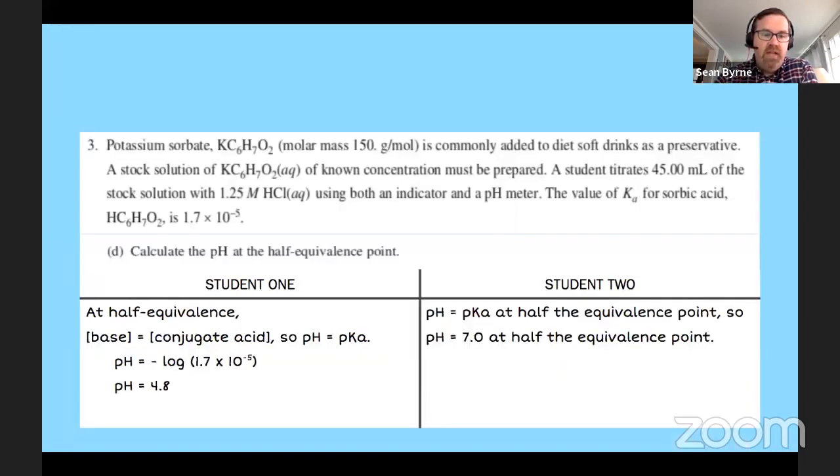Let's look at two different student answers for part D. Compare this work to the work that I hope you have already done. We're trying to calculate the pH at the half equivalence point.